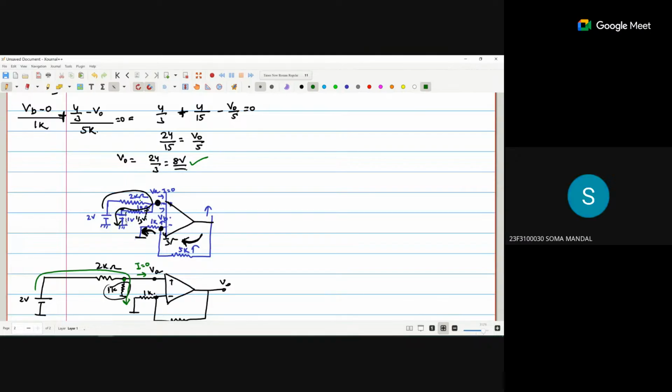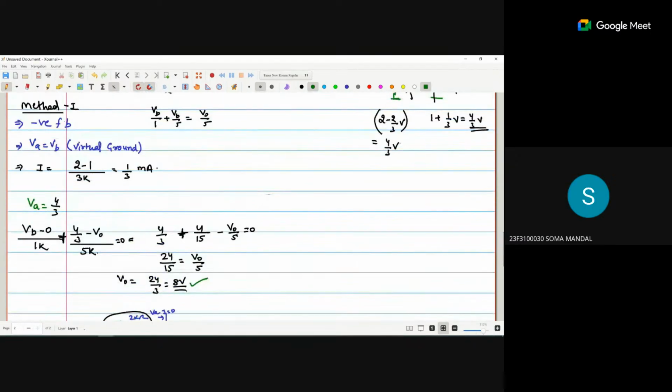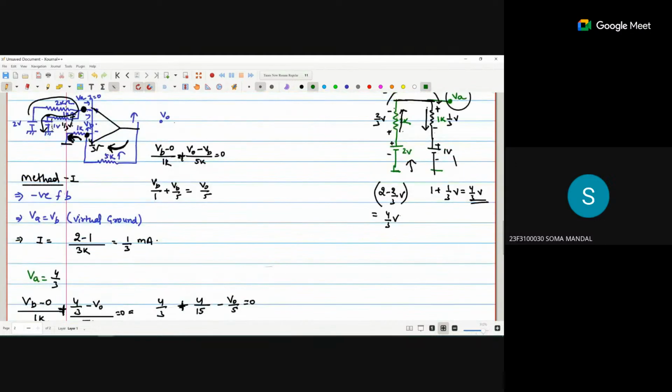Sir, I have one question. Yeah. In the previous method, instead of KCL, can we use the formula that is V0 equal to 1 plus RF by R1 into VA? In the previous method, yeah, this method. We have got VA, so if we got the VA 4 by 3, yeah, okay, now you can apply the formula.